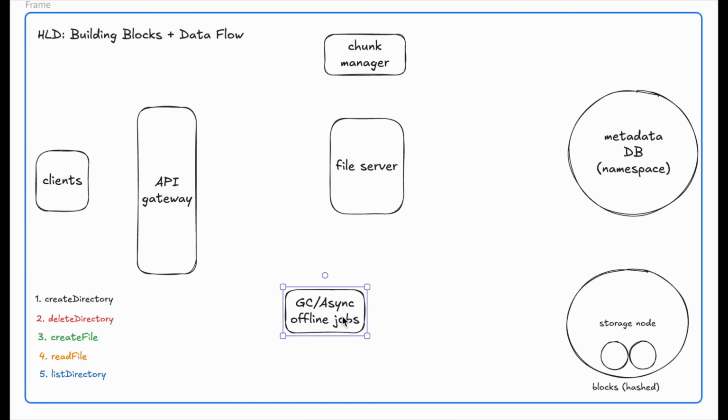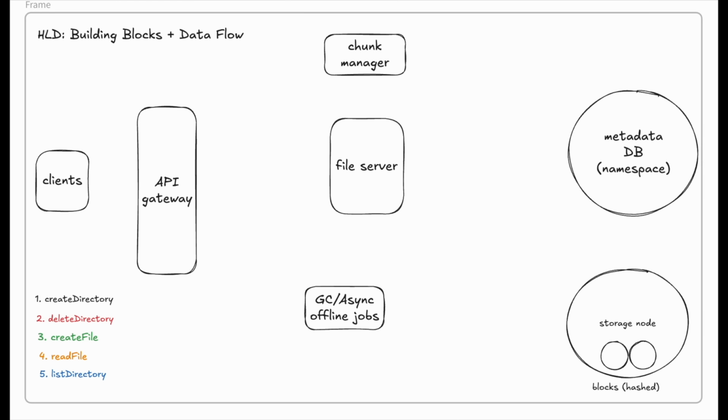Garbage collection workers. Garbage collection, GC, workers clean up unused data and metadata asynchronously. When a file is deleted or no longer referenced, GC workers remove its associated blocks from storage and update metadata entries accordingly. These workers run in the background and are carefully throttled to avoid disrupting live traffic.